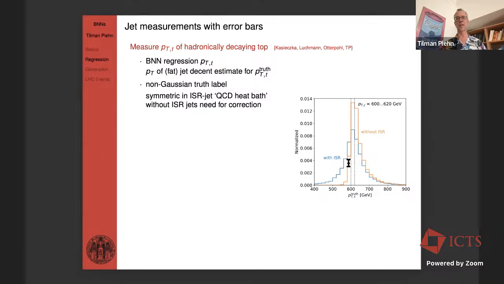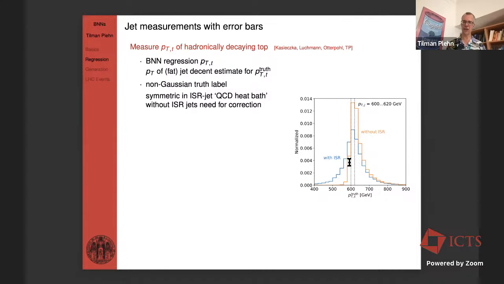Well, because without ISR, without initial state radiation, a jet can really just lose energy. It can't gain energy, but there's nothing to gain from. Which means without ISR, the truth PT of the top will almost always be larger than the PT of the jet. So you see that you have this thing move to the right.